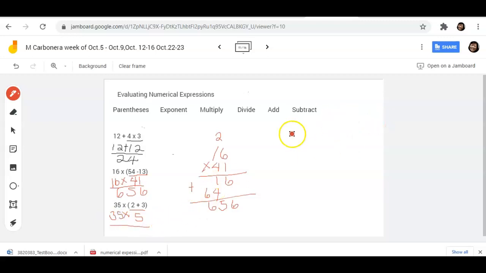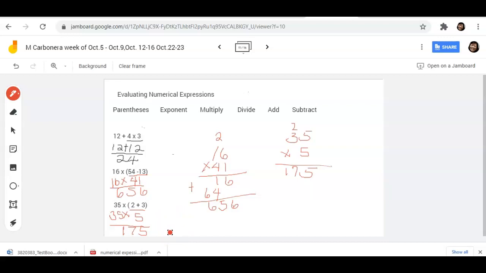So 35 times 5, I know you cannot do it horizontally. So we're going to write the numbers in vertical order and we are going to multiply, okay? So 5 times 5 is 25, carry 2. 3 times 5 is 15 plus 3 is 18... I'm going to write my 175 here. So therefore, the value of the expression 35 times open parenthesis 2 plus 3 close parenthesis is 175.